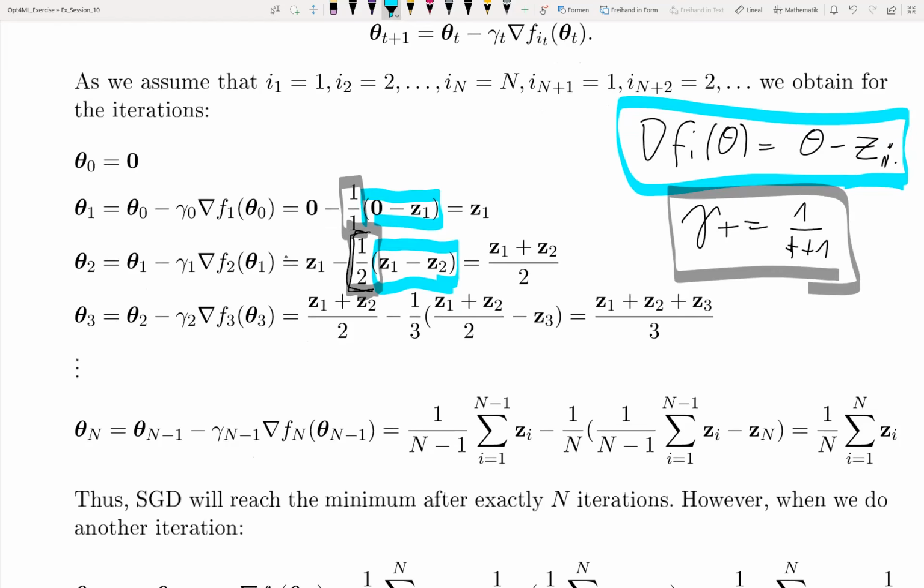Now, next iteration, and we see where this is then going. Now, step size is 1/3. We start from the middle of z_1 and z_2. This is our current position, theta_2, and we subtract from that z_3. And here, what we get is a short calculation. We have here z_2 half.